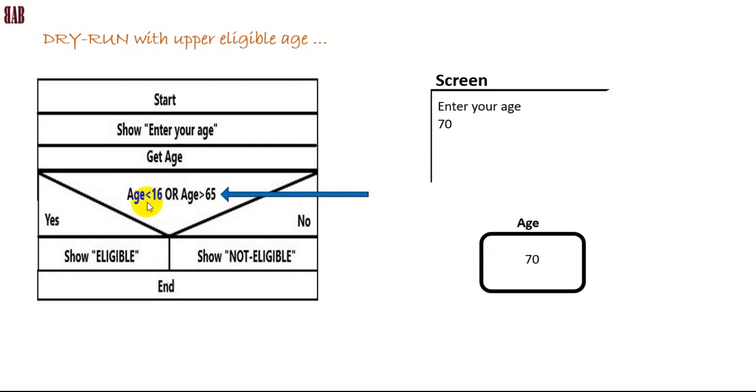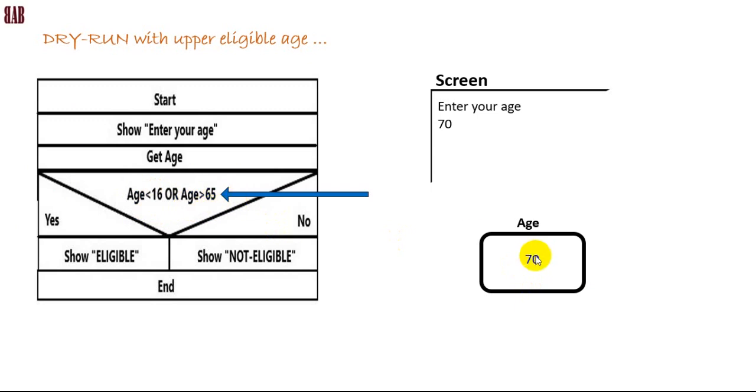At least if there's one true, the whole thing is considered true. If everything is false only, it becomes false. If both are true, it's true anyways. At least one of that is true. Either this is true or this is true, it will be considered true for the OR. Okay, so let's see. Is age less than 16? No, age is 70. 70 is not less than 16, that is false. 70 is a big number. So this is false. Then we check this.